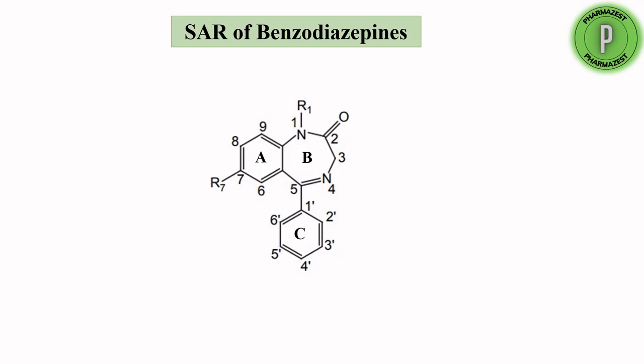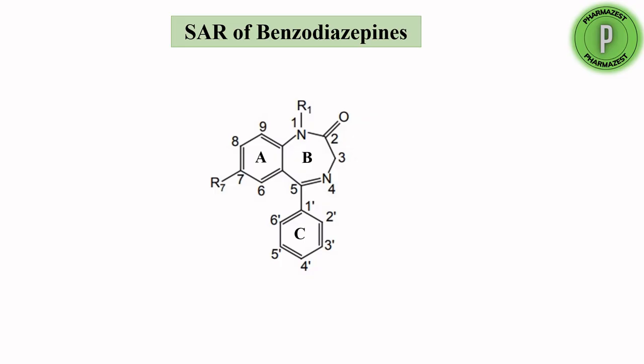Now first let us study the structure-activity relationship of benzodiazepines. The benzodiazepine contains three ring structures: A, B and C. As you can see here, it contains three ring structures. The A and C are benzene rings, whereas the B is a diazepine ring. In this diazepine ring, you can see it is a 7-membered ring which has 2 nitrogen atoms. In this benzodiazepine structure, the positions 1, 2, 3, 5 and 7 are very important for its activity.